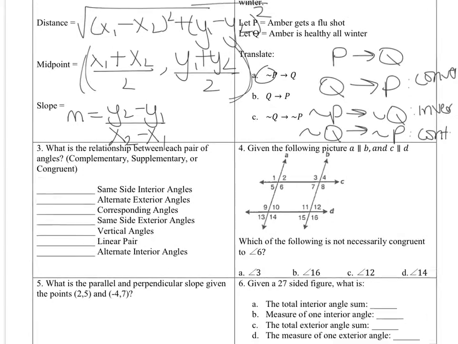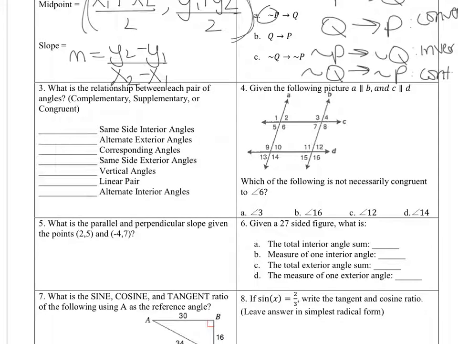So let's go ahead and look at number 3. What is the relationship between each pair of angles? Same side interior angles. So if I preview over on this picture on number 4, same side interior angles would be 5 and 9. Are they complementary, supplementary, or congruent? They're supplementary. All right. What about alternate exterior angles?